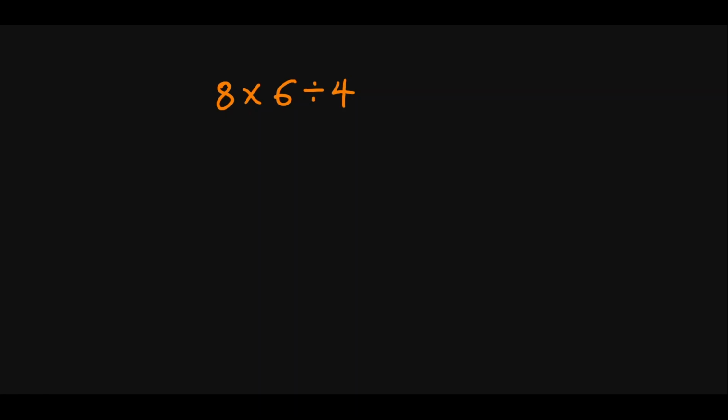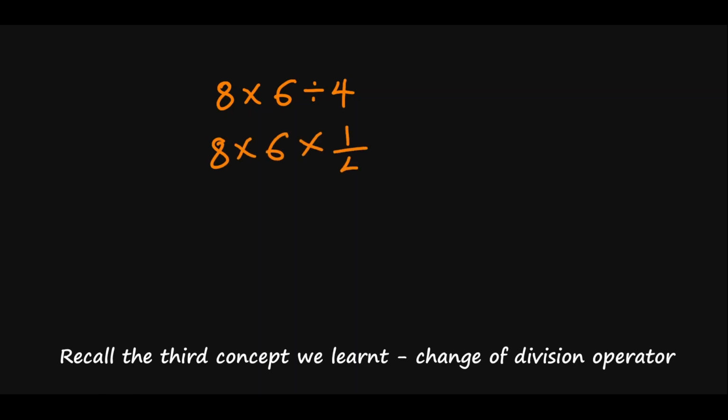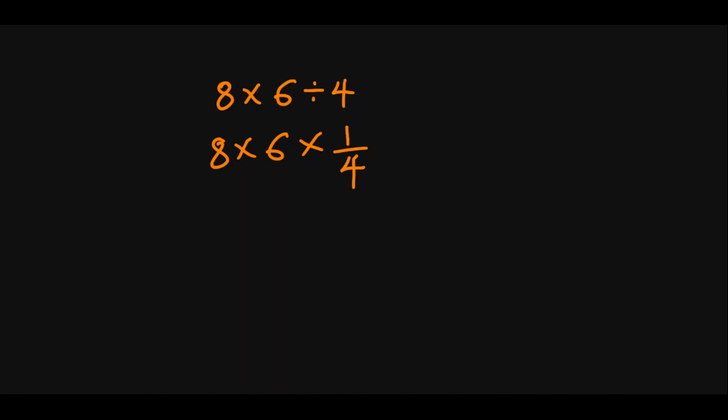Now look at this example, 8 times 6 divided by 4. If we follow the concepts we've learnt, we will first convert the division to reciprocal, which is times 1 over 4. So this becomes 8 times 6 times 1 over 4. Now, once you've done this, all the operators are the same. So it doesn't really matter the order you solve it. You still get the same answer. 4 here 1, 4 here 2. So 2 times 6 gives us 12.